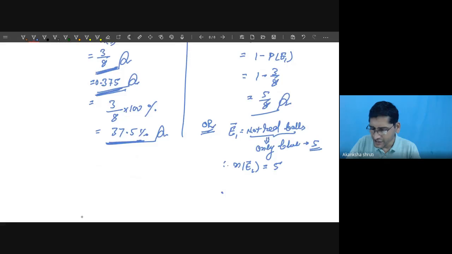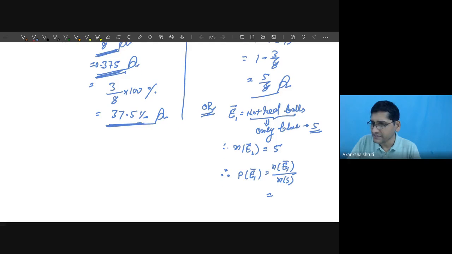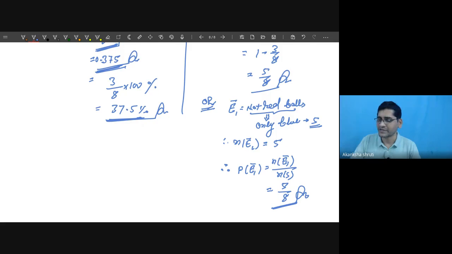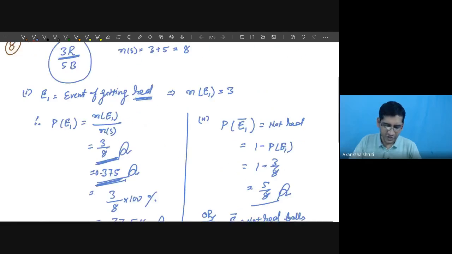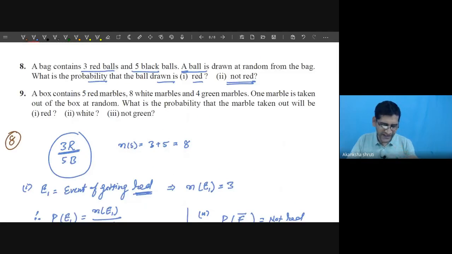Therefore, probability of E1 bar is obtained by N(E1 bar) by N(S), but N(S) is not to be complemented, student. From the same N(S) we have to calculate this. So it is 5 by 8, the denominator N(S) is 8. So you are observing that you will get the same result, maybe expressed in decimal or fraction. So students, questions are very easy.